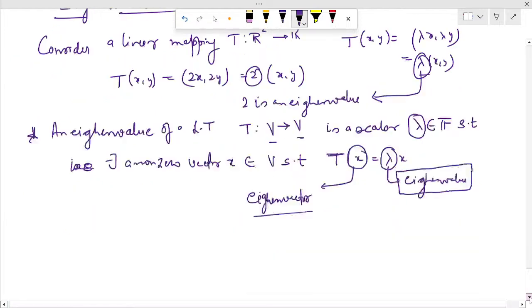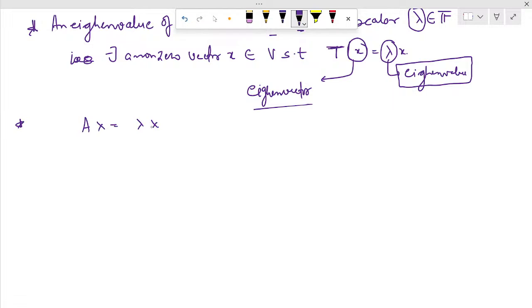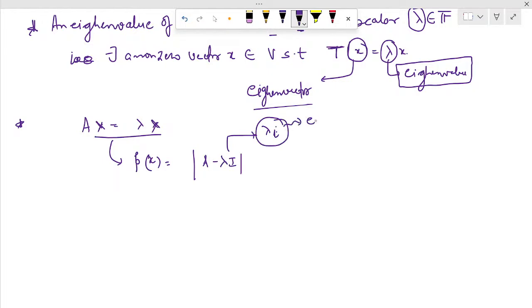Okay, how to find the eigenvalues. If you remember, I have this equation Ax equals lambda x. What I do is find the characteristic polynomial corresponding to it. Let's say I'm writing x here, so p(x) would be the determinant of A minus lambda I. From here I get different values, and these different values of lambda are called the eigenvalues.